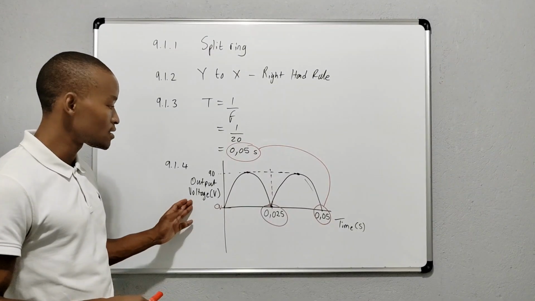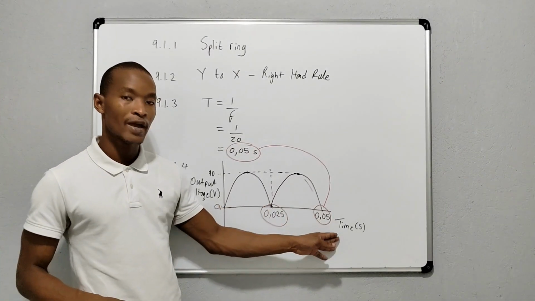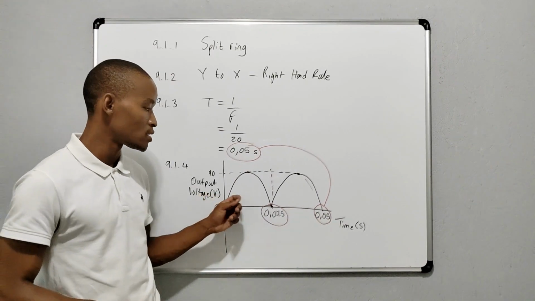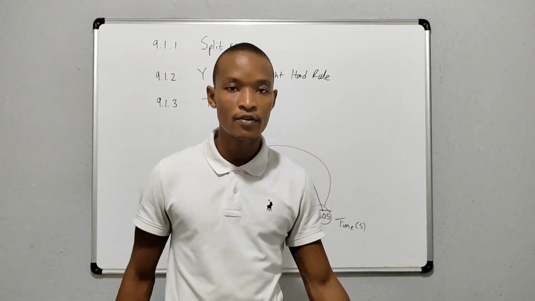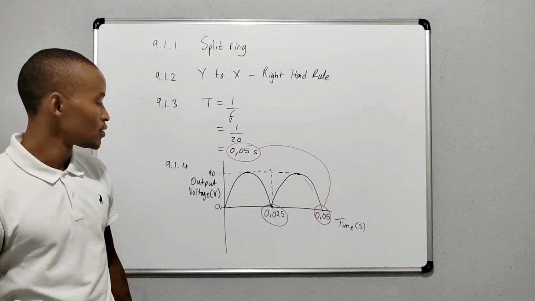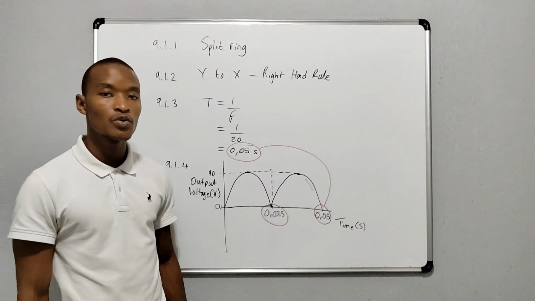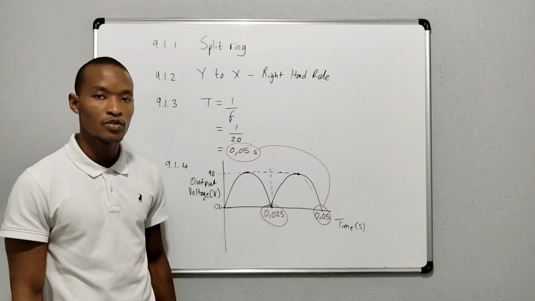I need to emphasize that the graph must have labels, so your axes must have labels as well as the corresponding SI units, right, to ensure that you get the full marks there. Good stuff. So let us go to question 9.2.